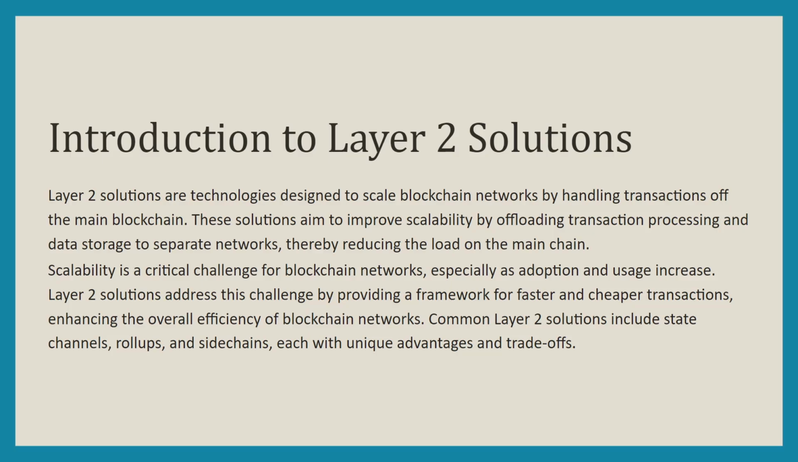These solutions aim to improve scalability by offloading transaction processing and data storage to separate networks, thereby reducing the load on the main chain. Scalability is a critical challenge for blockchain networks, especially as adoption and usage increase. Layer 2 solutions address this challenge by providing a framework for faster and cheaper transactions, enhancing the overall efficiency of blockchain networks. Common Layer 2 solutions include state channels, rollups, and sidechains, each with unique advantages and trade-offs.